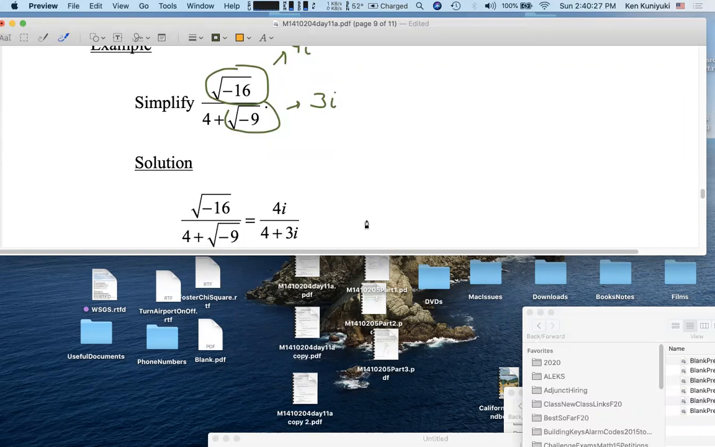So if we're going to rationalize the denominator, we should multiply the top and the bottom by what? The what of the denominator. Again, the parentheses here can be helpful. Let's multiply by the complex conjugate of the denominator, which is 4 minus 3i.